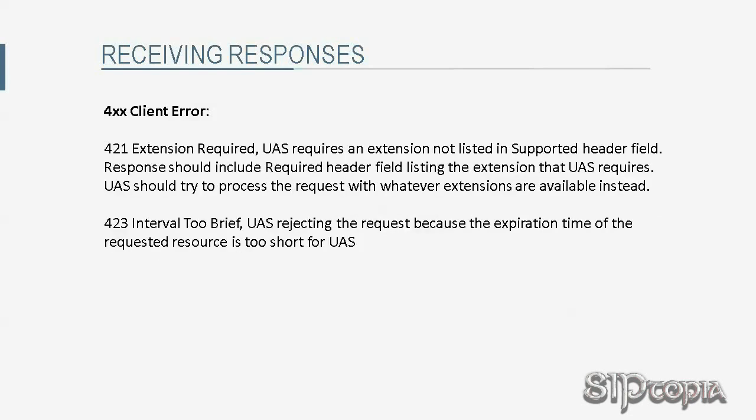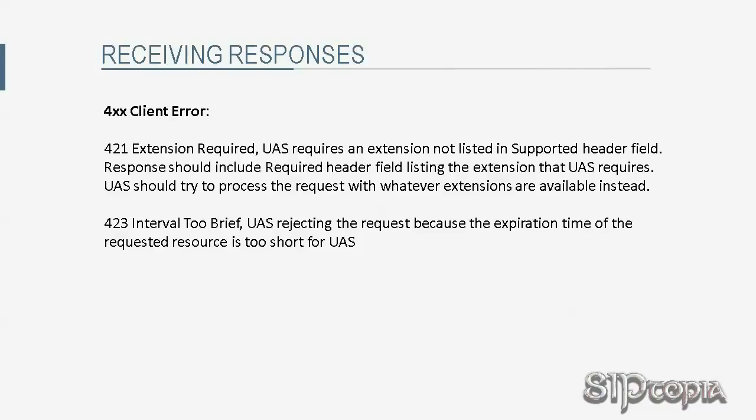421 Extension Required indicates that the user agent server requires an extension that was not listed in the Supported header field. This response should include a Require header field listing the extension that the user agent server requires to process the request. However, it is recommended in RFC 3261 that, if possible, the user agent server should try to process the request with whatever extensions are available, instead of responding with 421 Extension Required.